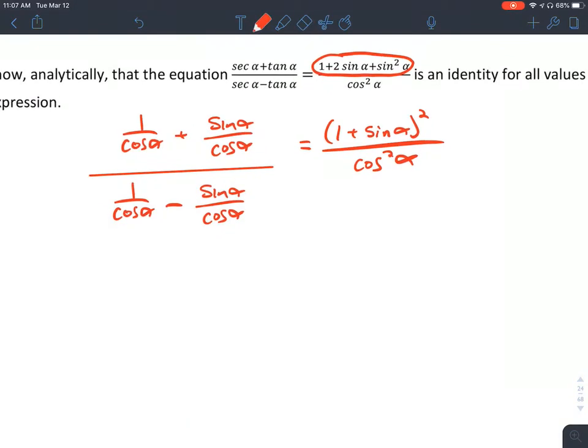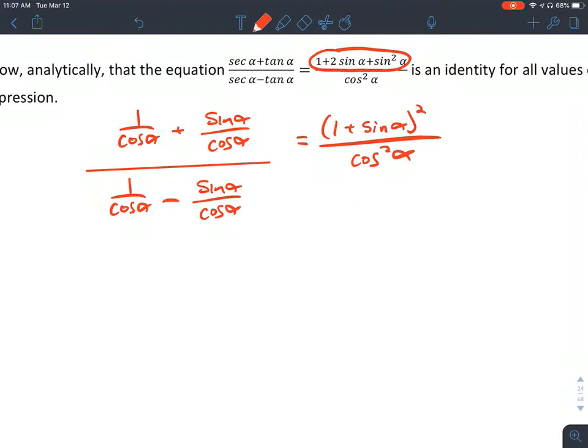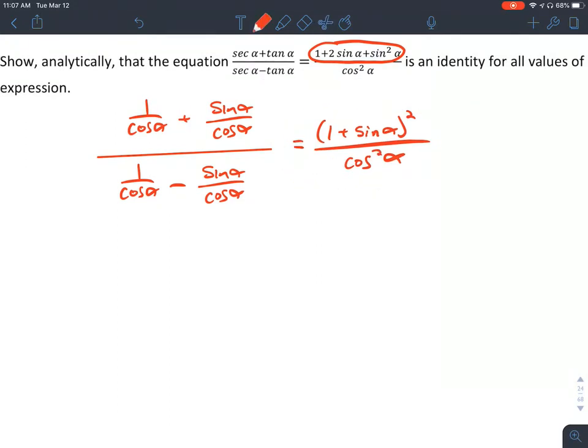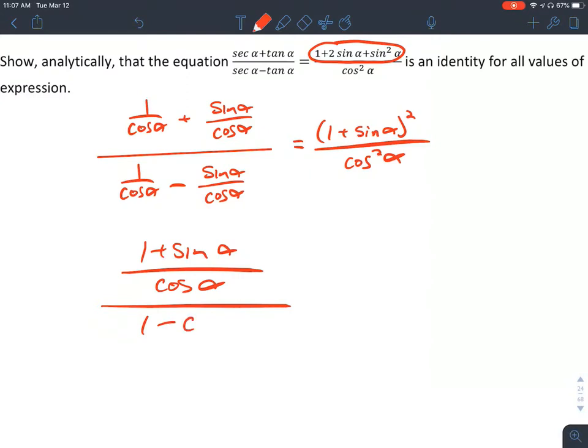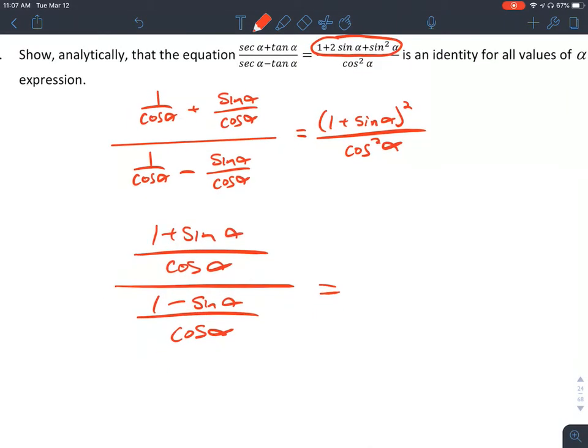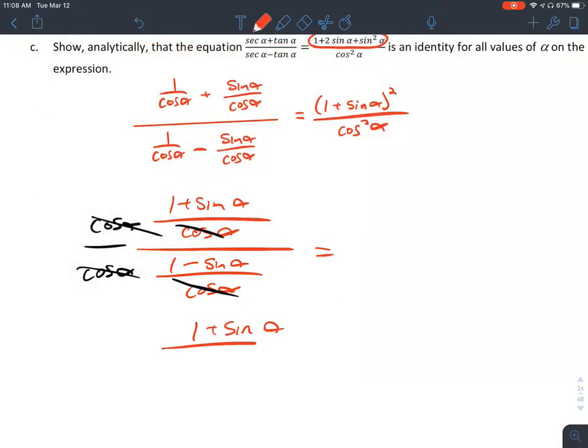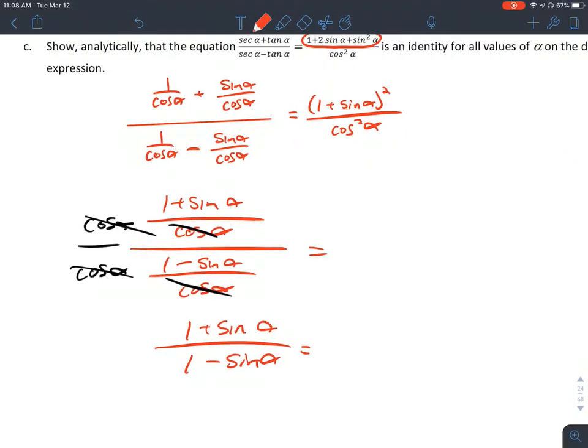Secant of alpha is the same as 1 over cosine. Tangent is the same as sine over cosine. I already have common denominators on the tops and the bottoms. So I'm going to have 1 plus sine of alpha over cosine of alpha, over 1 minus sine of alpha over cosine of alpha. To make this not complex, I'm going to multiply it by 1 in the form of cosine of alpha over cosine of alpha. Those cancel, and that leaves me with 1 plus sine of alpha over 1 minus sine of alpha. Not much more I can do with that, so let me go to the right side.